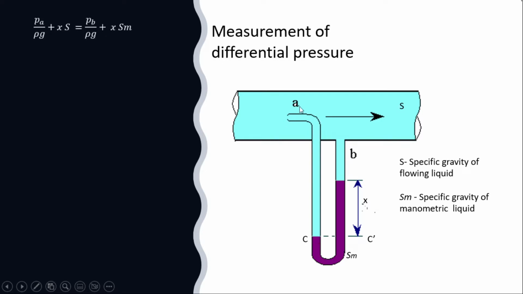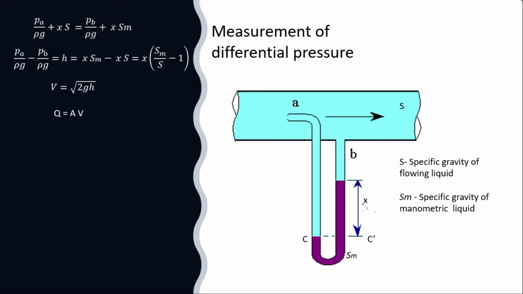So Pa by rho g, that is the pressure up to this, plus x into s, where s means specific gravity of this flowing liquid, is equal to Pb by rho g, that is the pressure up to this level, plus x into Sm, where Sm is the specific gravity of this manometric liquid. So if we simplify, the differential pressure head H equals x into (Sm by s minus 1), and velocity is equal to root of 2gh, or discharge equals area into velocity.